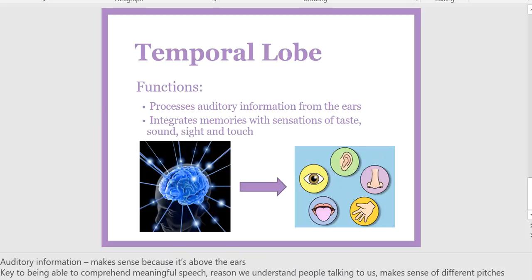The temporal lobe, its function is to process auditory information, which makes sense because, again, it's above the ear, and so the position there is vital to its function. It also integrates memories we have with sensations of taste, sound, sight, and touch. Mostly its function is for auditory information, so it's also key to being able to understand speech. So it's the reason we understand when people are talking to us, and we're able to make sense of the different pitches, and then we're able to make sense of conversation.